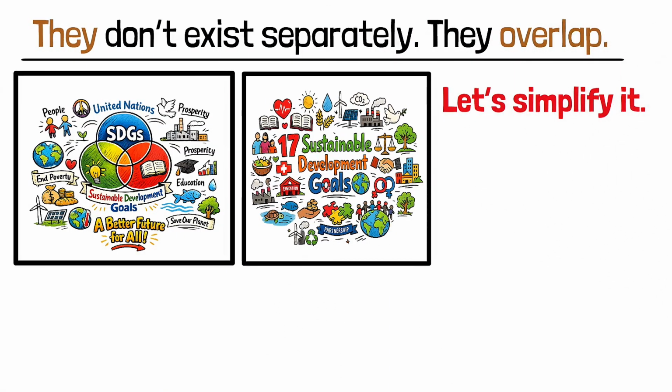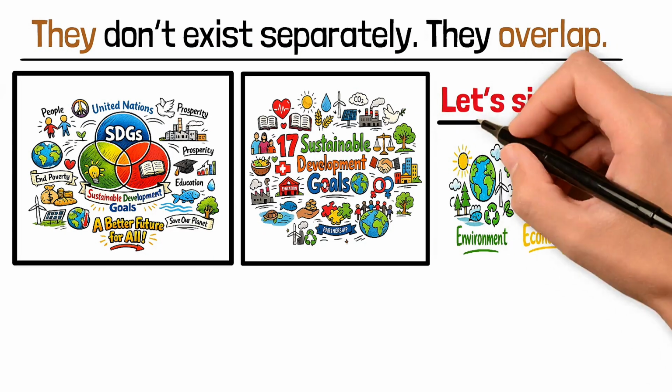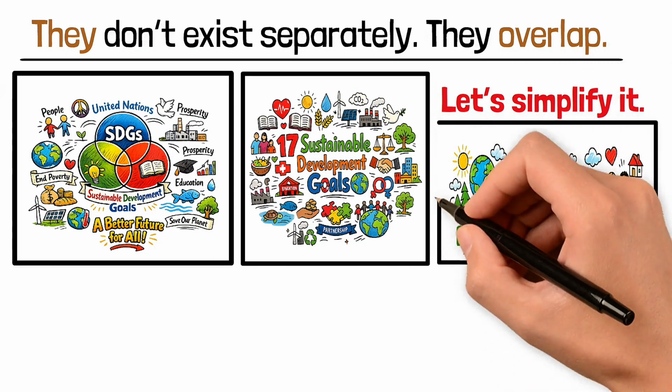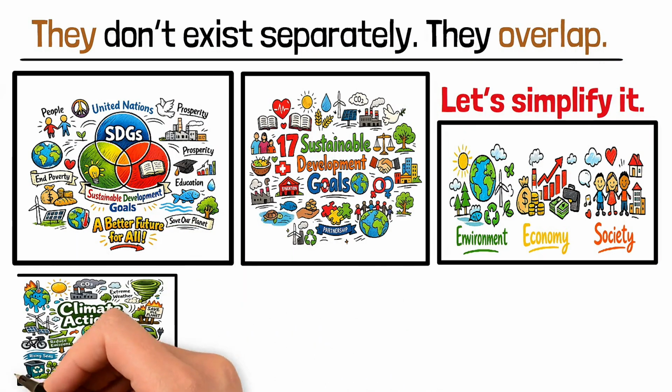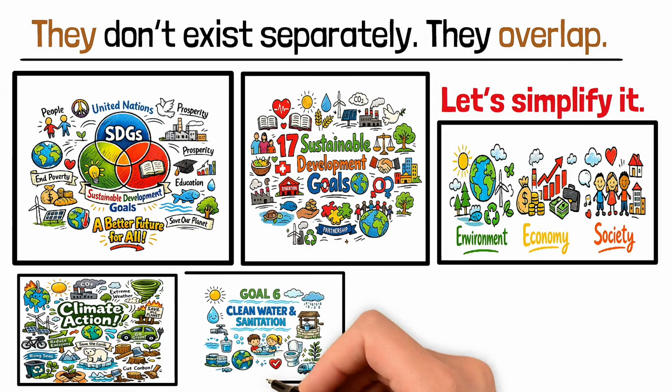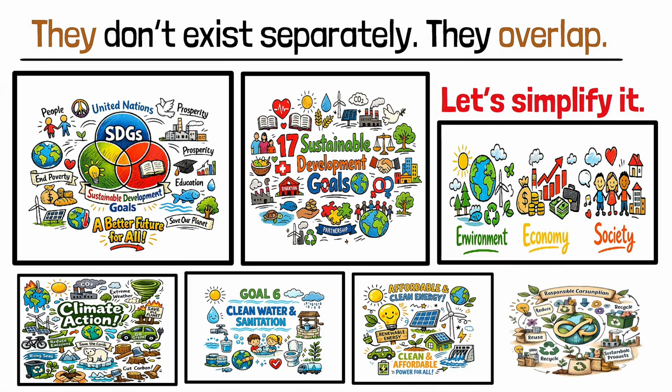Let's simplify it. The SDGs rest on three pillars: environment, economy, society. If one collapses, the others weaken. Goal 13 focuses on climate action. Goal 6 on clean water and sanitation. Goal 7 on affordable and clean energy. Goal 12 on responsible consumption and production.